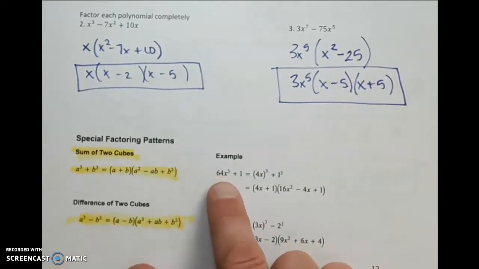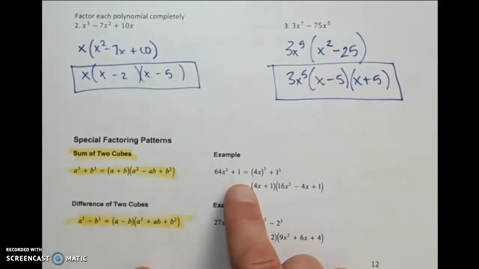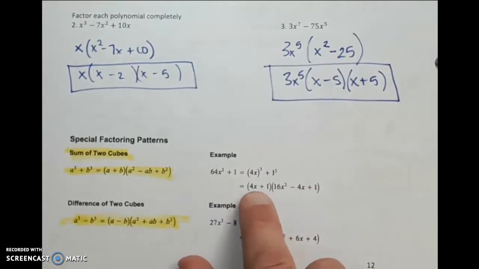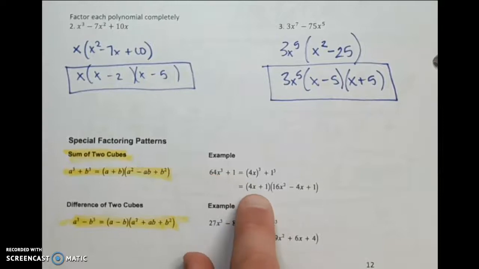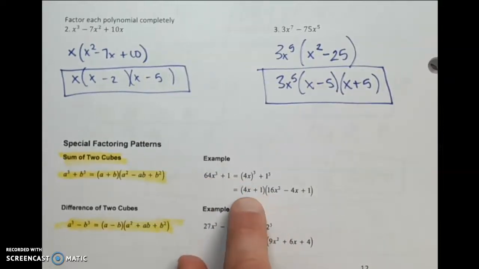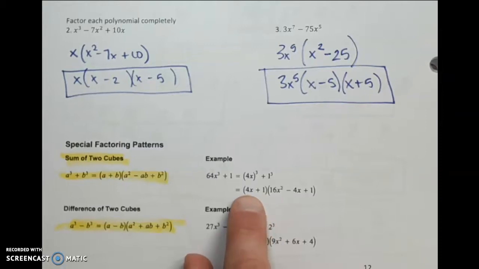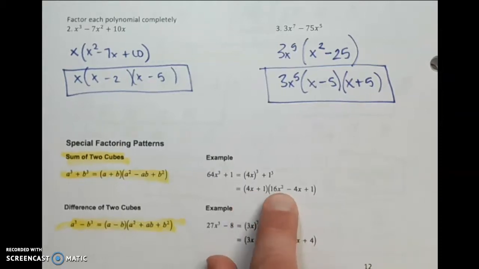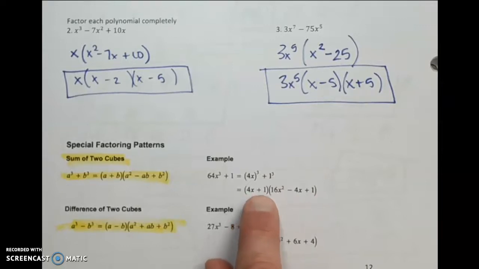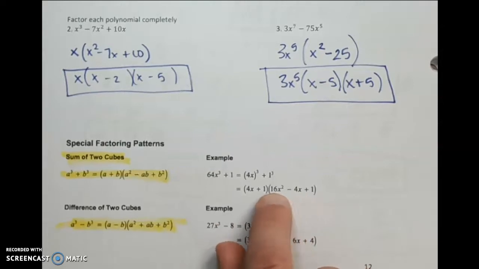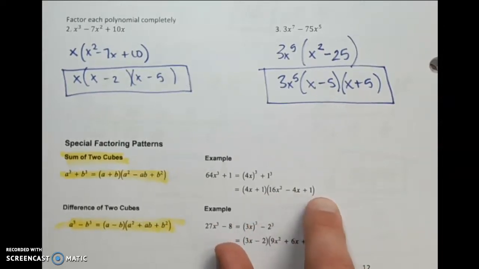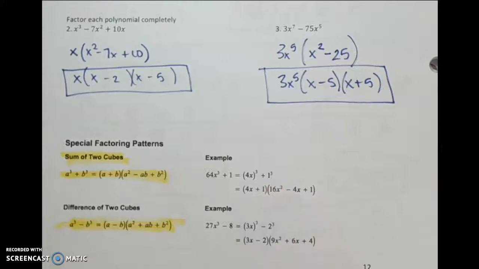Okay, so I have 64x cubed plus 1. The cube root of 64 is 4. Cube root of x cubed is x. Cube root of 1 is 1. So I get 4x plus 1 as my binomial. Then I take 4x, I square it. 4x times 4x is 16x squared. I multiply 4x times 1, which is 4x, but then I multiply that by -1, or take the opposite of it, which is -4x. I take 1, I square it, which is 1, and then there is my answer.